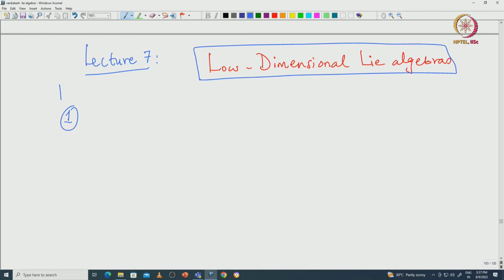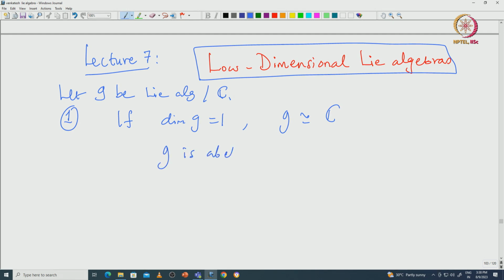So, we fix G to be a Lie algebra over complex numbers. If the dimension of G is 1, then it is easy to see that G is isomorphic to just this one dimensional space, the complex numbers, with the trivial Lie product, because G is abelian. The second thing, let us look at dimension 2 Lie algebras.